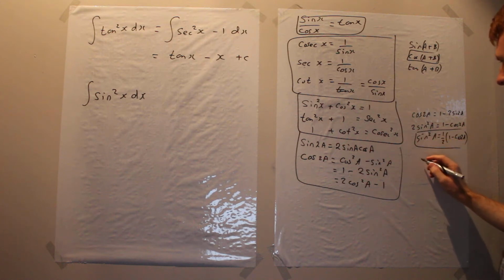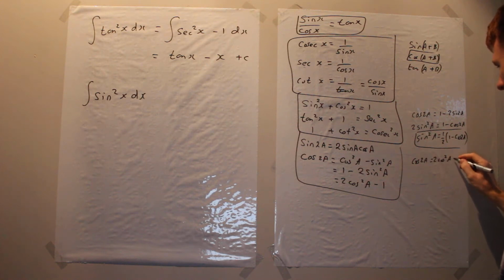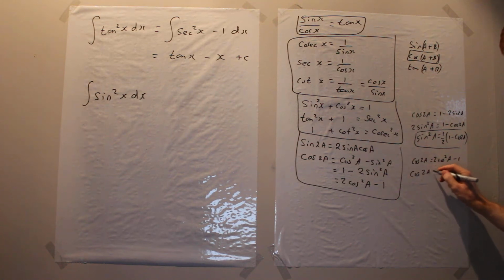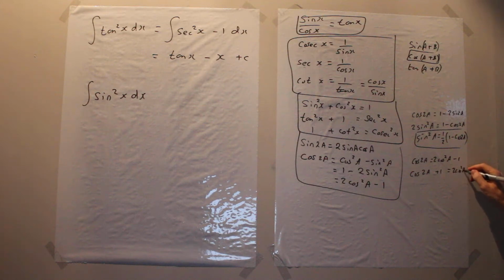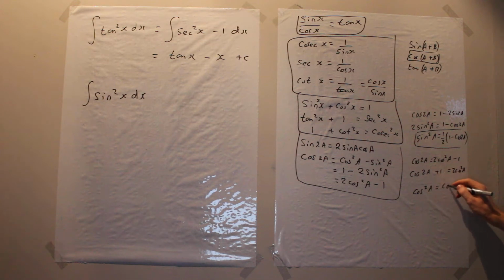The other one is if I took the cos 2A being equal to 2 cos squared A minus 1. Well, I need to add 1 to both sides. So I'd have cos 2A plus 1 is equal to 2 cos squared of A, which means that cos squared of A on its own is equal to cos 2A plus 1 all divided by 2. And again, cos 2A, it's the same thing repeated. We've got two separate things.